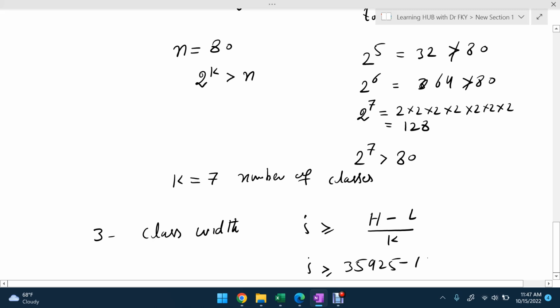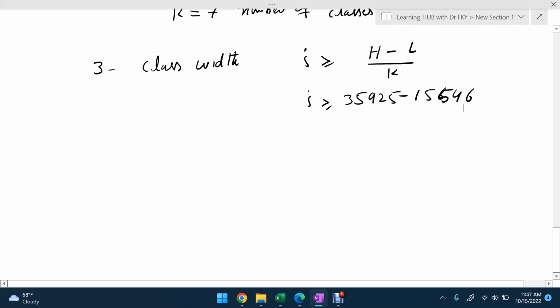35,925 minus 15,546 and divided by 7, as you decided already that the number of intervals is 7. So I is greater than or equal to, let's do some calculation.